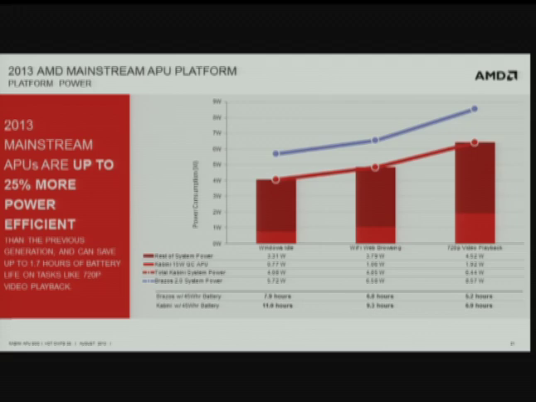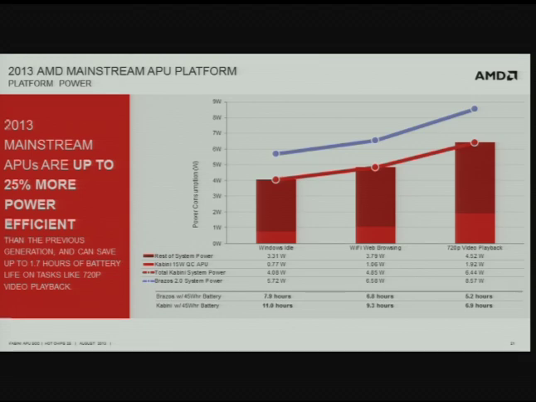The other thing here is the system power and the aspect that we're controlling there. We saw, as I mentioned, about a 25% improvement in overall power efficiency moving from our Ontario device to the Kabini platform.